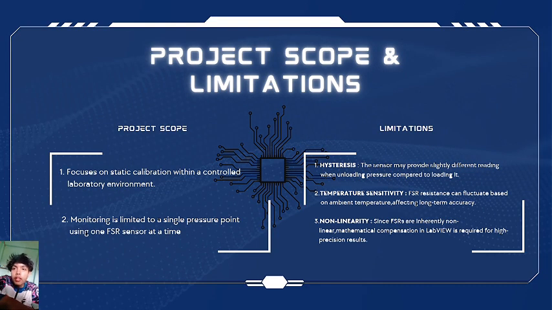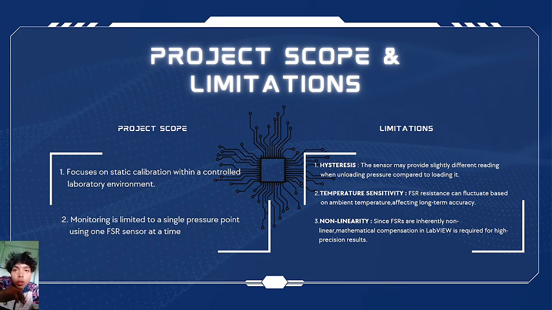Next, project scope and limitation. Finally, we must address the scope and limitation of our project. Scope: our project focuses especially on static calibration within a controlled laboratory environment. Furthermore, the monitoring is limited to a single pressure point, that is one FSR sensor at a time.